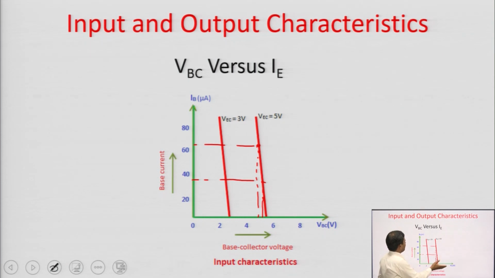Why is it like that? If we increase the base voltage, the current decreases, or we can say if we decrease the base voltage, the current will increase. Why like this? Why is it like that?